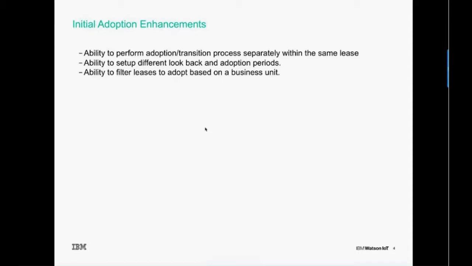enhancement. Ability to perform the adoption transition process separately within the same lease. You can do that, and the ability to set up different look back and adoption periods. IFRS and GAAP, you can have different look back periods. Ability to filter the leases to adopt based on a business unit. This is on the bulk review assumption form. You can filter by giving a business unit. You can bring all the leases related to that business unit.